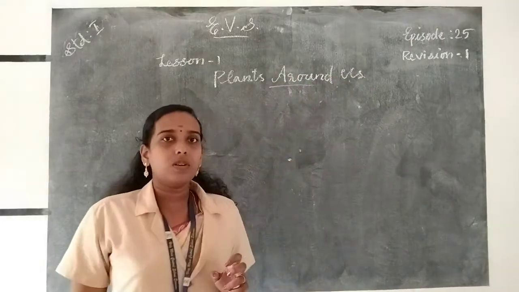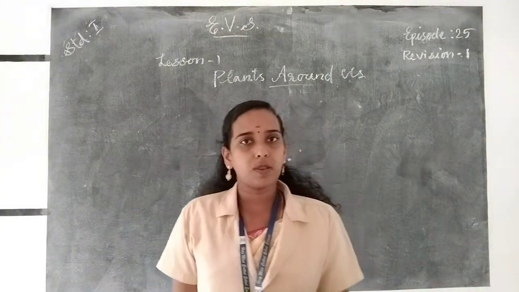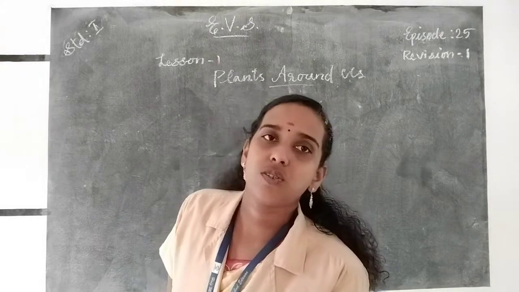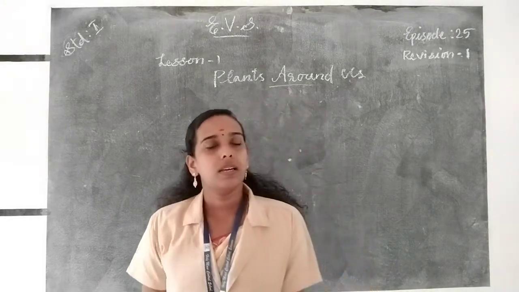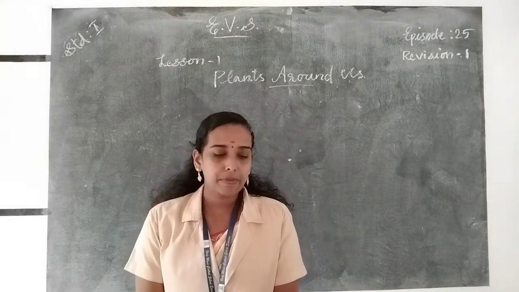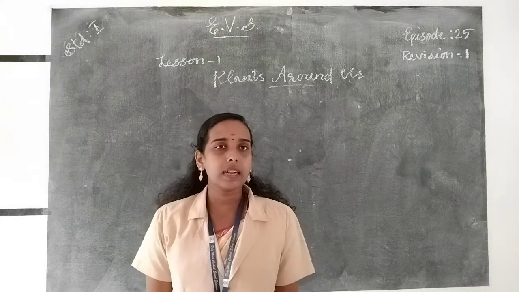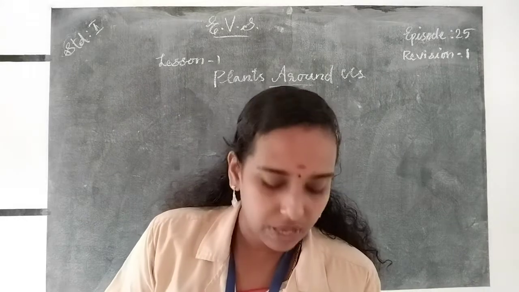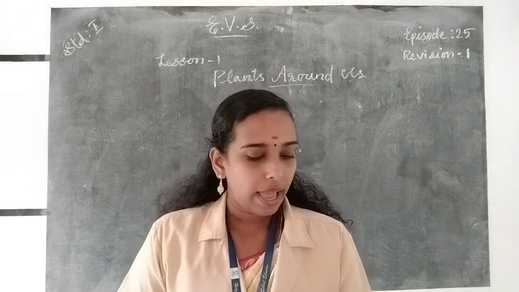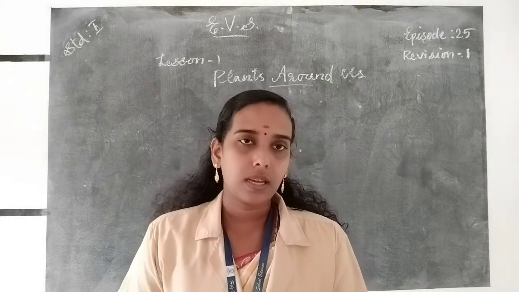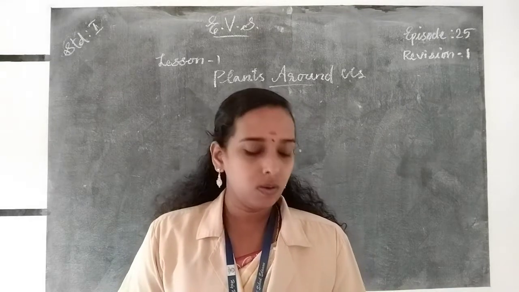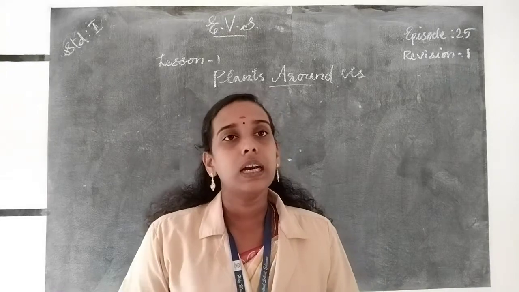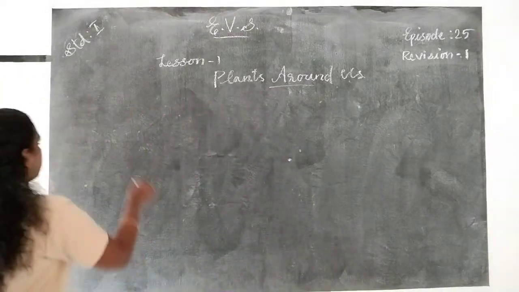In this chapter we already discussed different types of plants. Which are the main types of plants? Trees, shrubs, herbs, climbers and creepers. Then we discussed the things we get from plants and the parts of a plant, and also how plants grow. So first, types of plants.